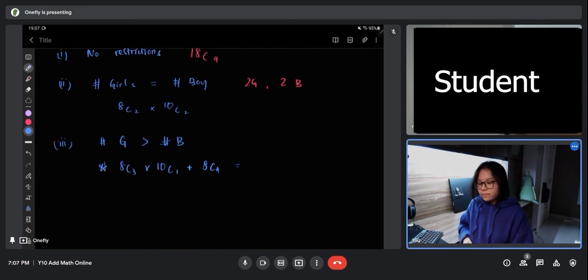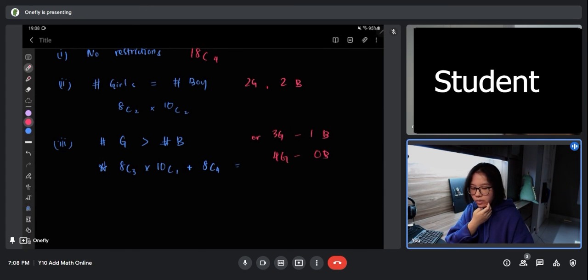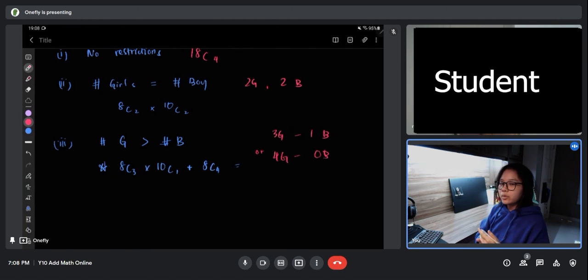Also, just a quick explanation. When we think about number of girls must be more than number of boys, meaning to say there are 2 scenarios. One scenario is that you have 3 girls and 1 boy, and the next combination you could possibly have is 4 girls with 0 boys. That's why it's either this scenario or that, and that's why you add them together. First you find the combinations of these 2 separate ones, then add together.